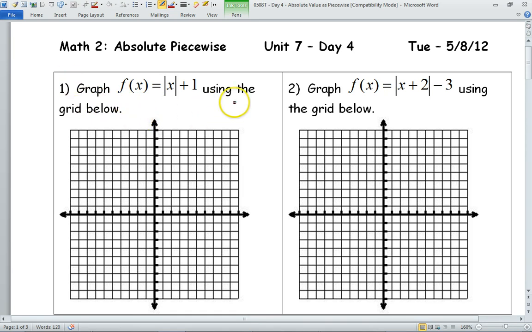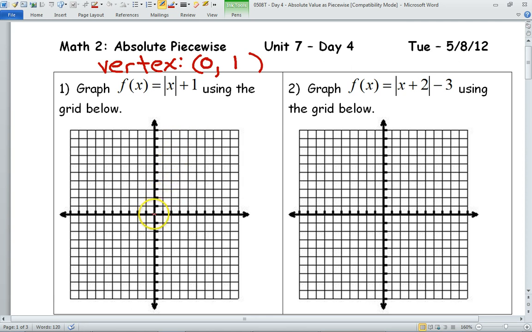We learned how to graph absolute value functions, so let's review that quickly. Looking at problem number 1, one way to do it is to start with the vertex. Margaret, look at this function. What is going to be the vertex? See how there's nothing with the x? That means the x value is 0. And the plus 1 on the end means the y value is 1. So the vertex is (0, 1).